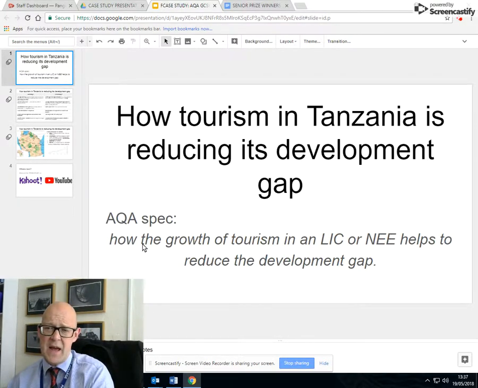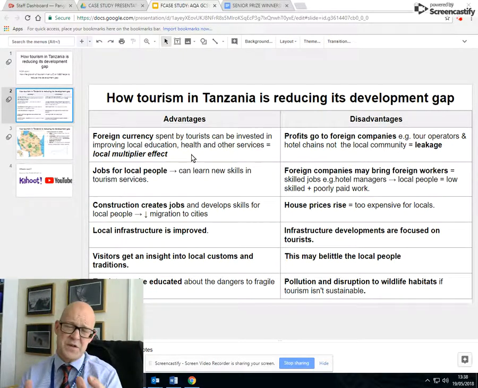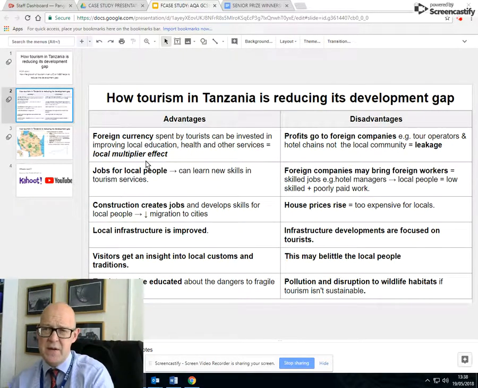The AQA says how the growth of tourism in an LIC helps to reduce the development gap. So advantages and disadvantages. Remember, it says helps, so you might get an analysis question about whether it does or it doesn't. First of all, of course, people who come as tourists are usually coming from outside of the country and they're bringing money in.